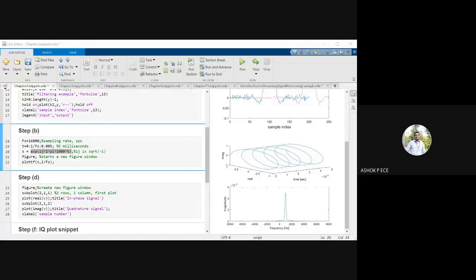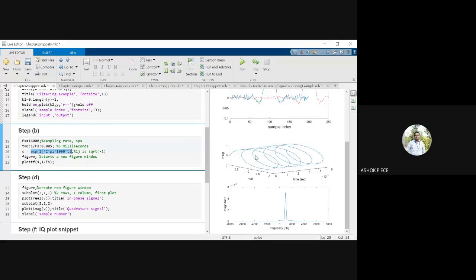You see here, e power j omega t is starting from 0 and it is continuously rotating and moving. As the time moves, the signal is rotating and moving. Okay, so this is an excellent example of your e power j omega t signal.